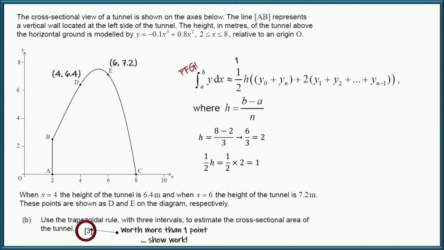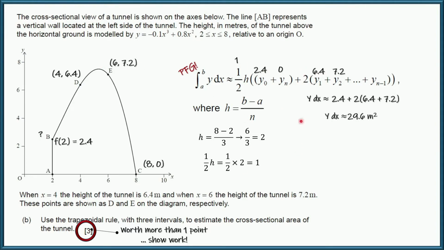Now, let's see what else we know. Y0 and Yn. So we know that point is 8, 0. So I know that the Y for the very last one is 0. The Y for the very first one, I didn't see that it had given us that 0.2, 2.4. So I actually plugged 2 into this and found out it was 2.4 anyway. So Y sub 0, Y naught, is 2.4. Now Y1 is 6.4, Y2 is 7.2. Those are these, and that's all the points we need.